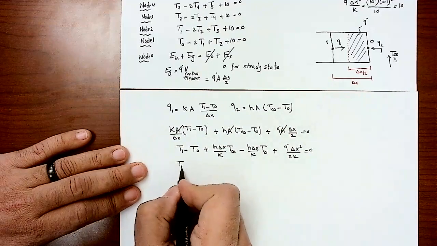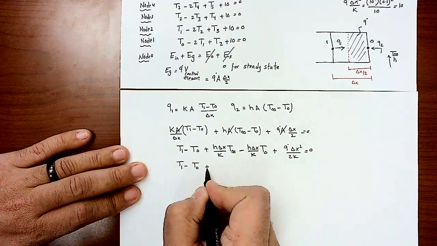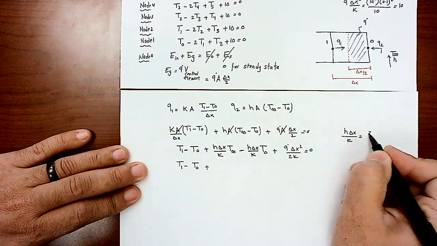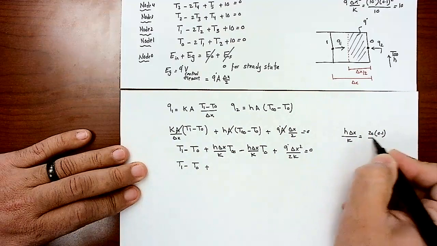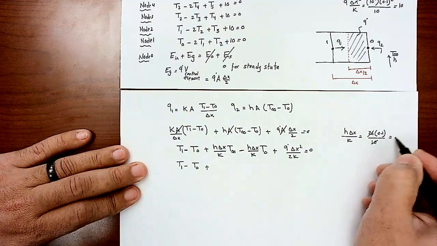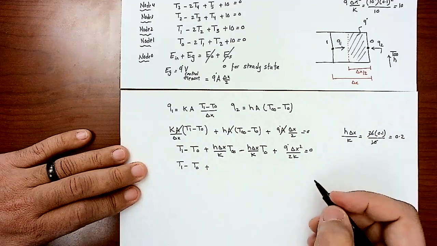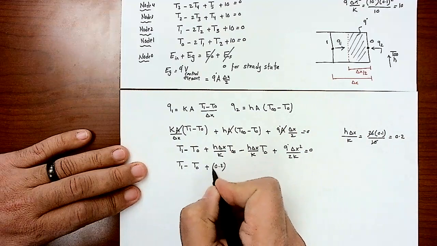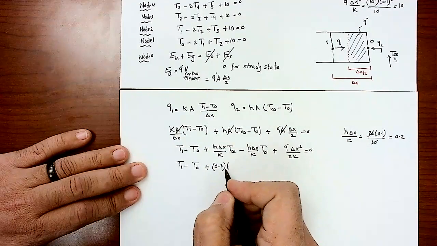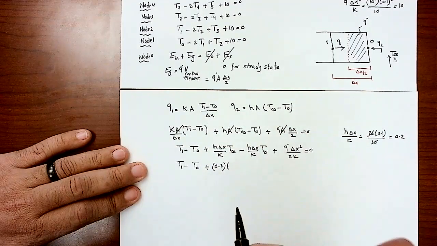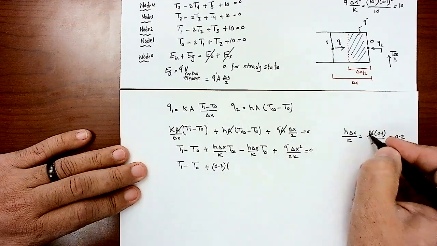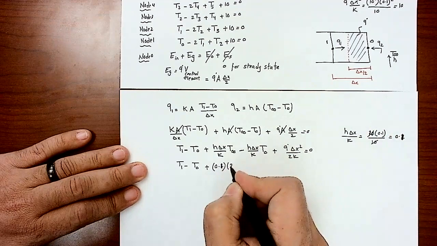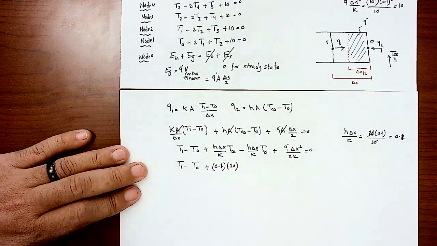Now, this will be T1 minus T node plus H delta X over K. H is 20, delta X is 0.1, and K is 10. So this will give me 0.2. So that term here is 0.2. So 0.2 times T infinity, which is, let me double check the values. H is 10 actually. H is 10. So I'm going to get 0.1. That's 0.1. T infinity is 20 as a value.